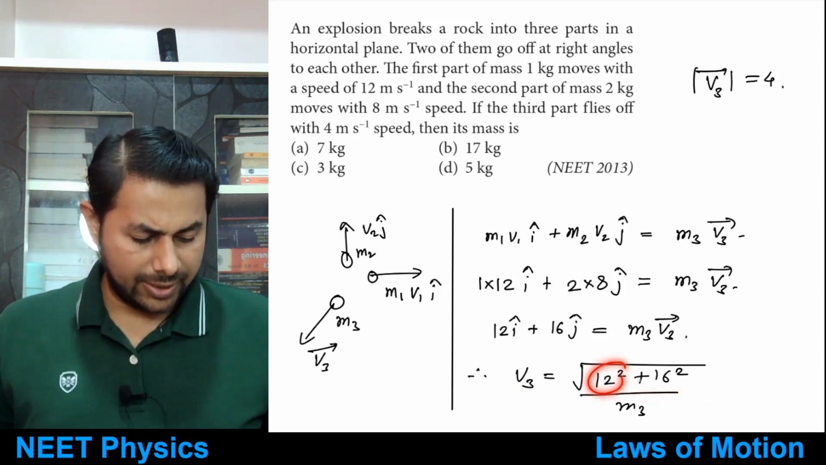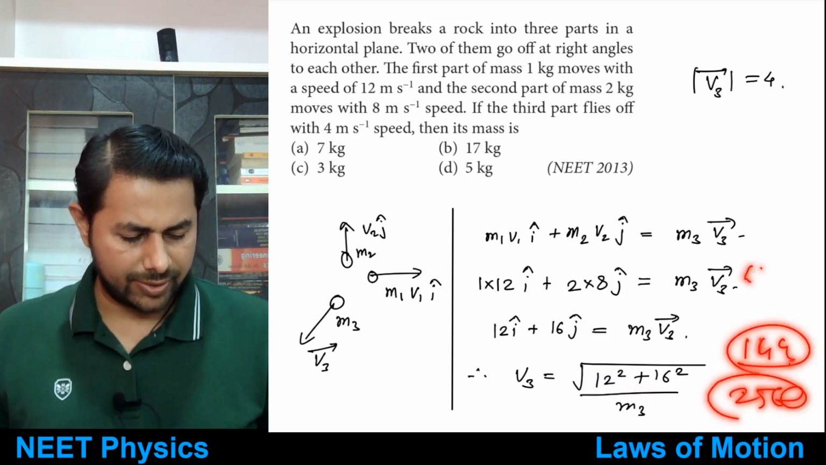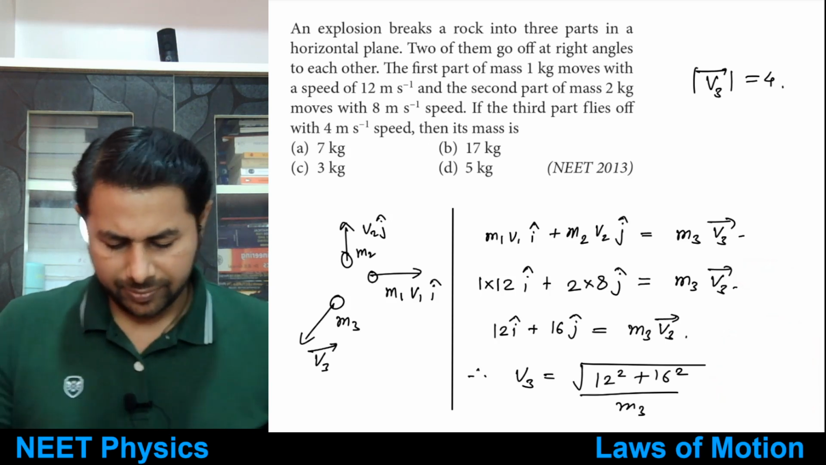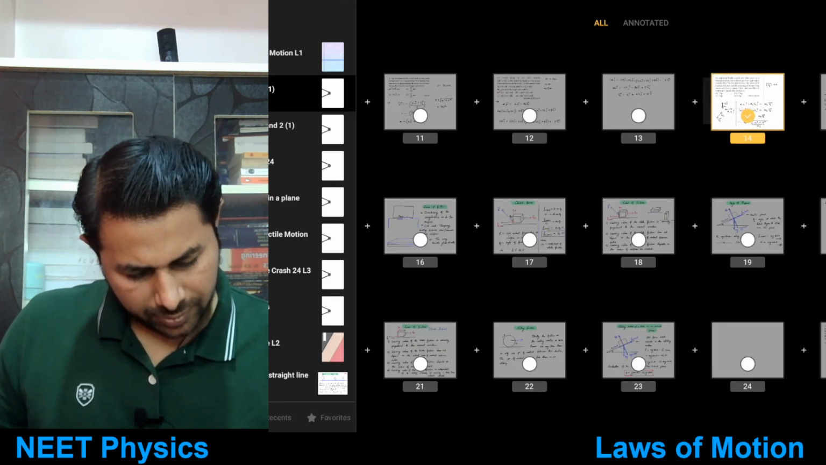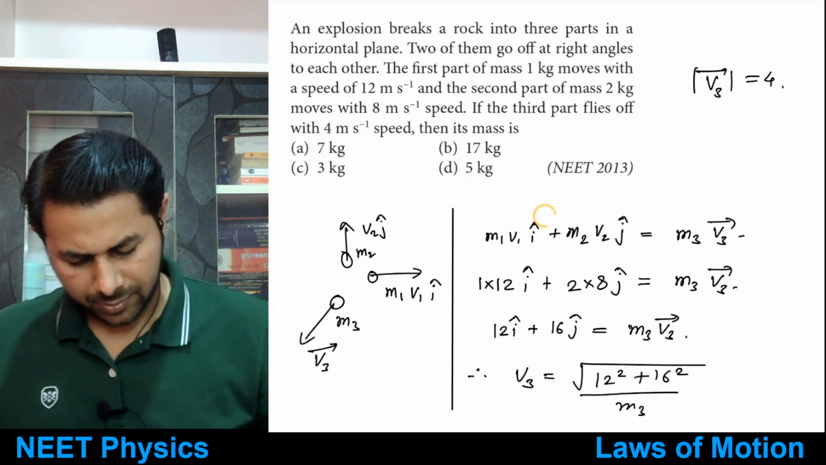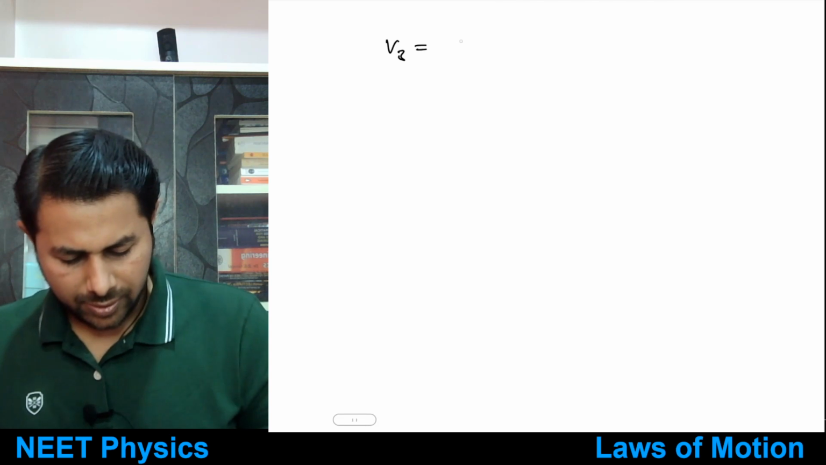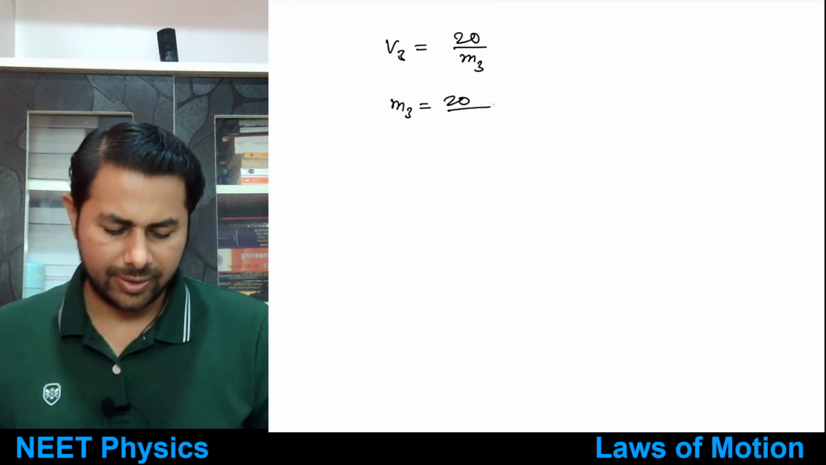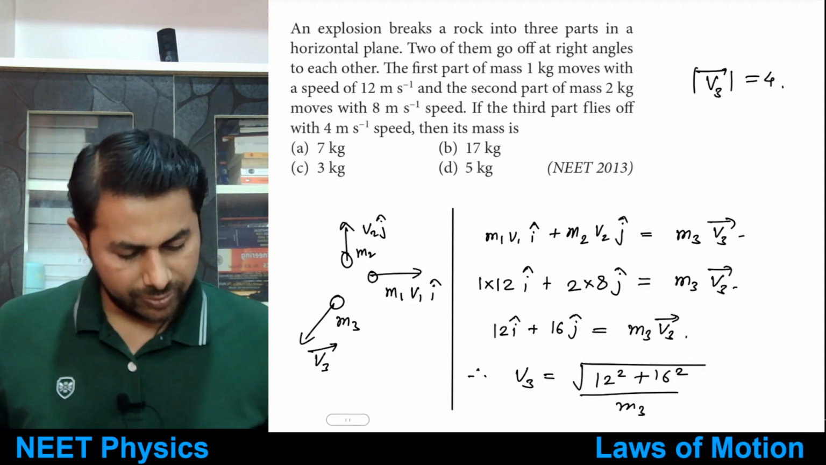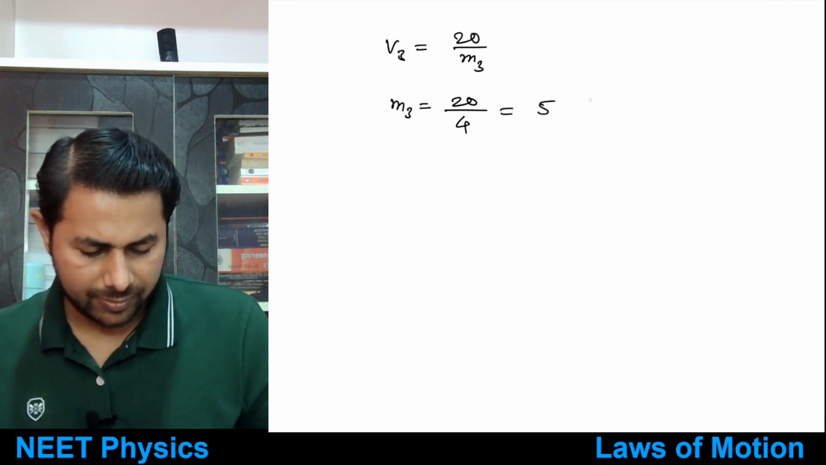Okay, and then what is 12 square? 144, right? What is 16 square? 256. So if you add it up, you get 400. Square root of that is 20. So you got V3 equals 20 by m3, but V3 is given, so m3 is equal to 20 divided by V3. V3 is what? 4. So 20 by 4 means 5 meters per second. So this is the answer.